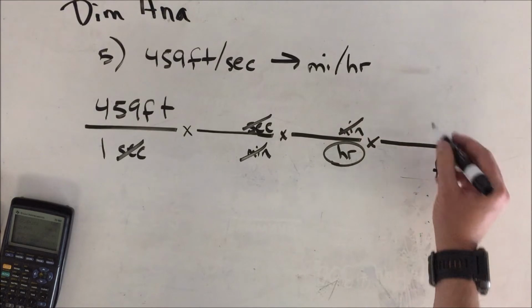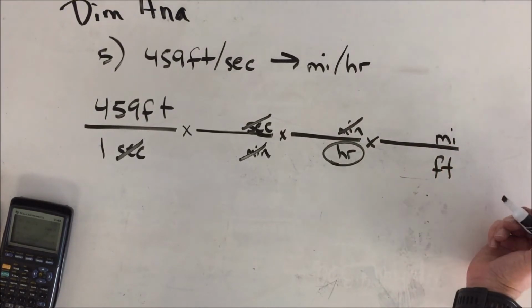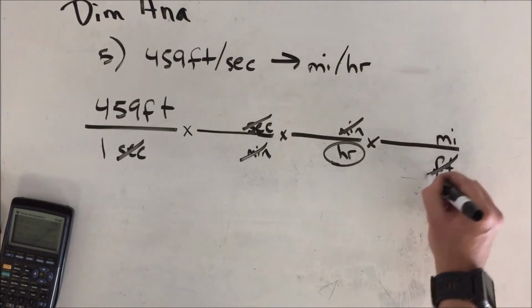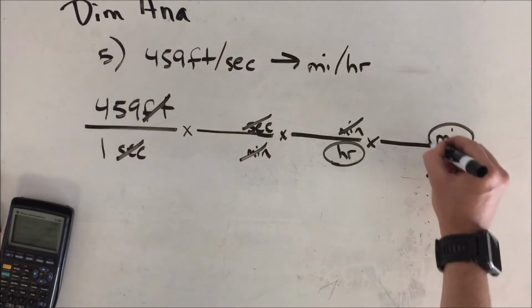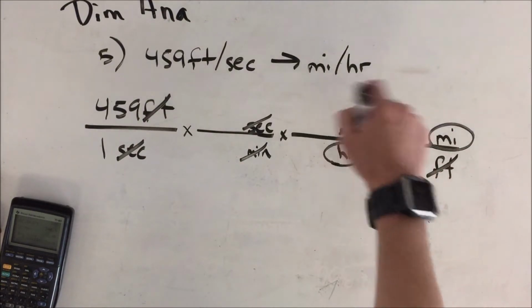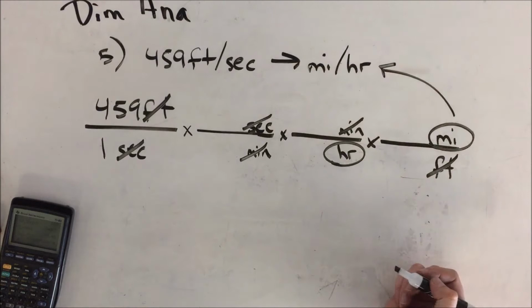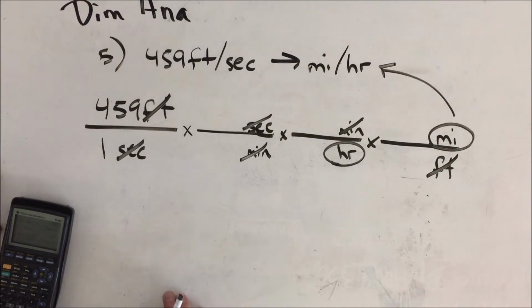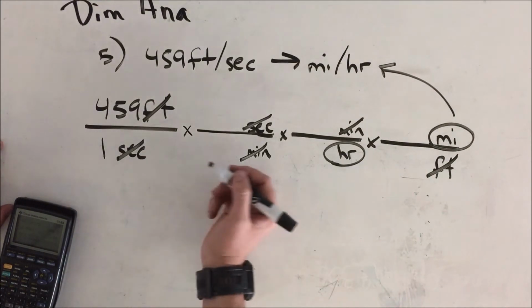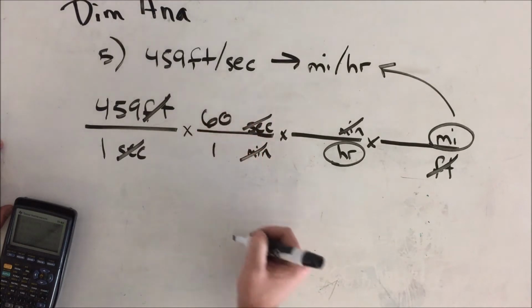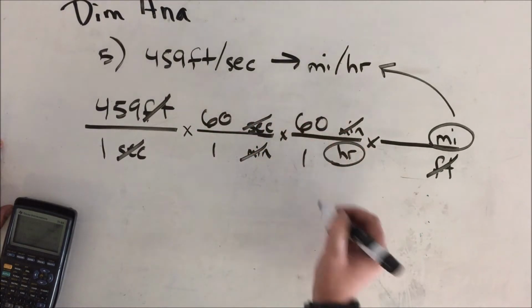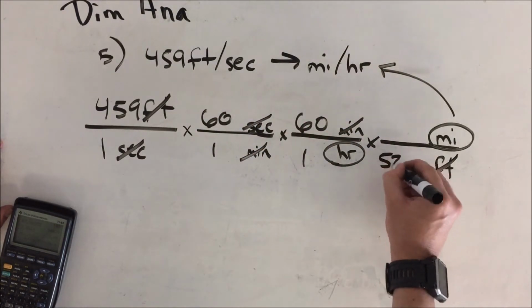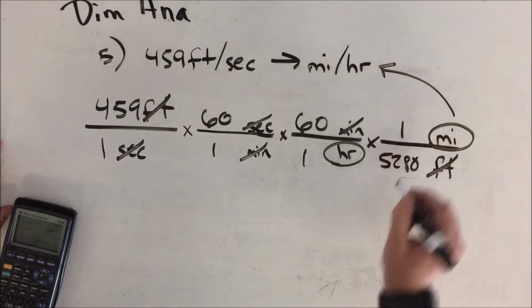I know that I can go directly from feet to miles, just like we did in the last example, and so I cancel out my units, and I'm left in miles per hour, which is exactly what I wanted to be left in. Only at this time can I put in my numbers. So I know that there are 60 seconds in 1 minute, 60 minutes in 1 hour, and there are 5,280 feet in 1 mile.